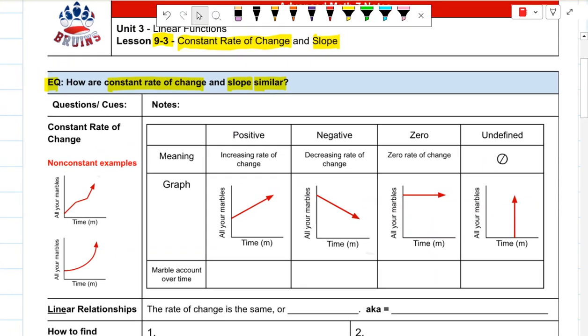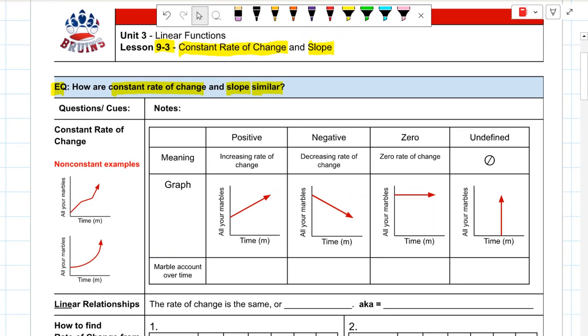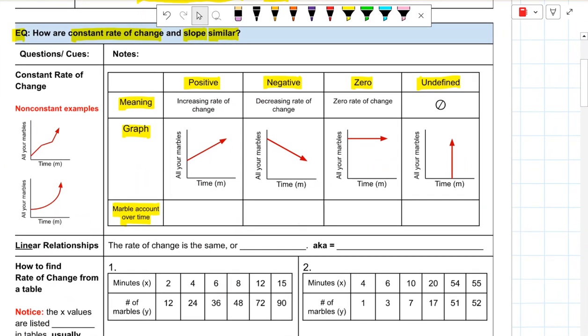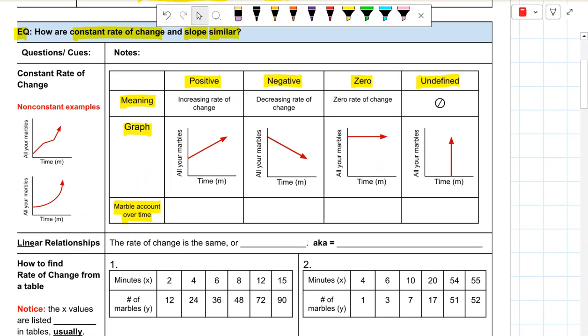Let's look at our first part of our notes here. I give you a nice chart here, and at the top of the chart, you see the words positive, negative, zero, and undefined. Down the sides of the chart, we have meaning, graph, and marble count over time. We'll find out what that is at the end here. So the very first thing I want you to notice is what we're doing in the margin. We are learning about the constant rate of change.